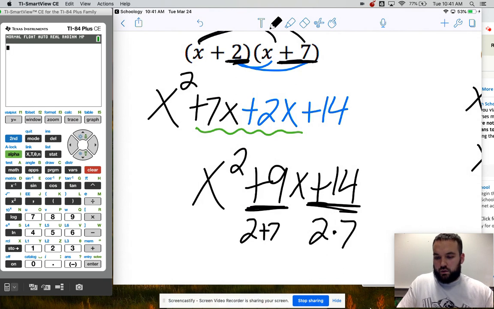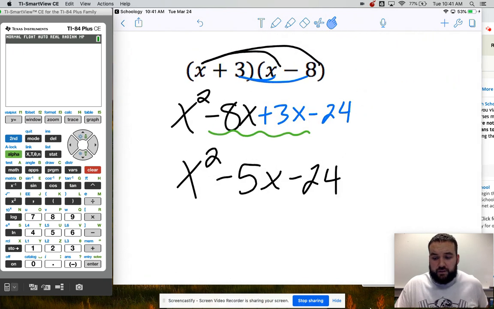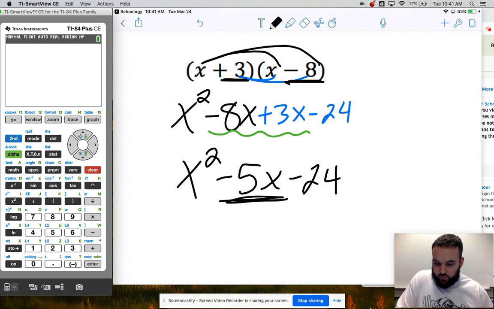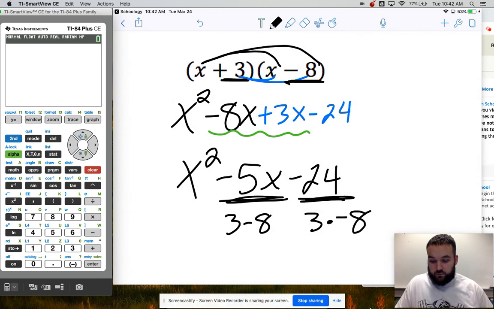Maybe a coincidence, but my final answer was really just two different ways to combine the numbers 2 and 7. If I look here, I had positive 3 and negative 8. And in my final answer, I had negative 5, which is 3 minus 8. And then I had negative 24, which is 3 times negative 8. So it looks like there's a pretty neat little pattern where I could maybe skip this step altogether and jump right to my final answer.